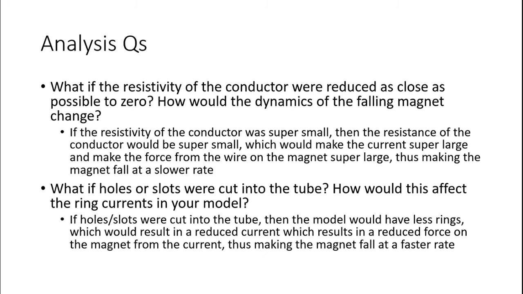For some analysis questions, if the conductor's resistivity was super small, then the conductor's resistance will be super small, which would make the current super large, and the force from the wire on the magnet super large, thus making the magnet fall at a slower rate. If the holes/slots were cut into the tube, then the model would have less rings, which would mean a reduced current, which would mean a reduced force on the magnet from the current, which would make the magnet fall faster.